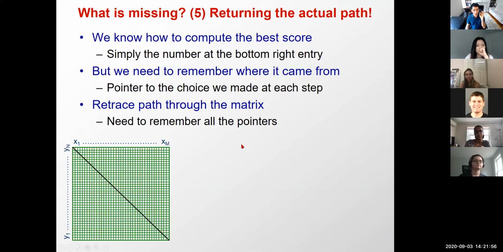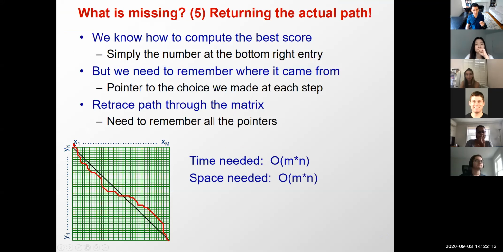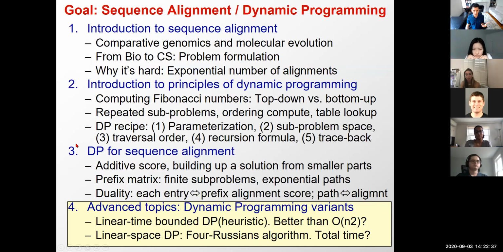Okay, so we know how to compute the best path. It's simply the number at the bottom right. We need to remember where it came from, and that's when we follow the pointers. We basically say, well, to obtain that score, I had to move here, and I had to move there, and so on and so forth. And then I retrace the path through the matrix by remembering all the pointers. So the time needed to compute all the way to the bottom was order of m times n, because the computation was local each time. I just needed to choose one of 3 options, and that's order of 1. It's a constant operation. The space needed was order m times n, because I needed to remember the full set of all of the pointers to get all the way back.